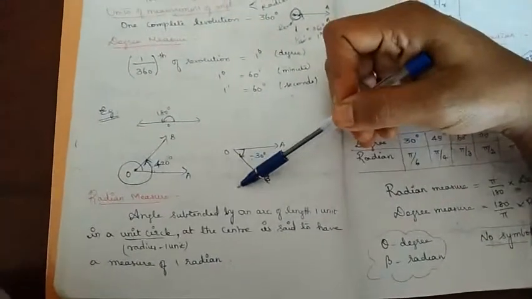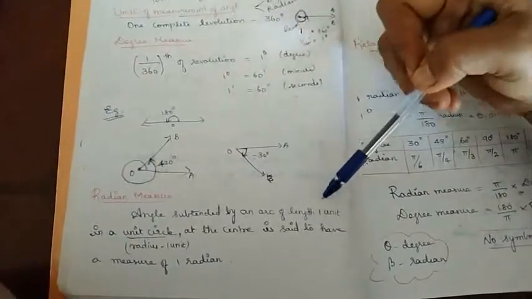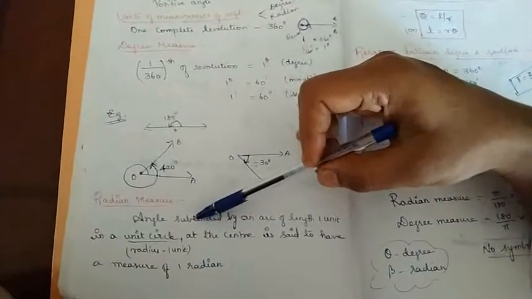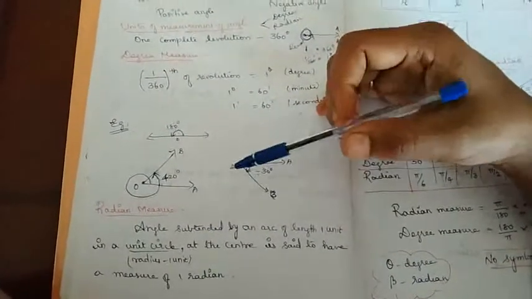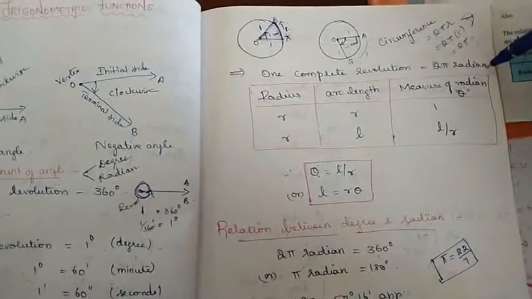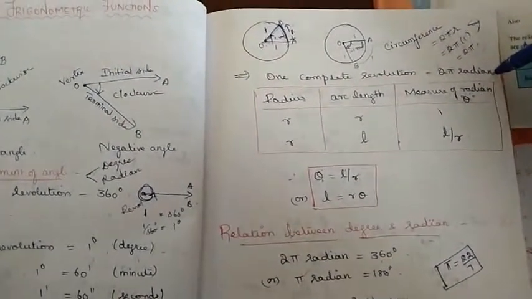Then we have seen radian measure. Radian measure is the angle subtended by an arc of length 1 unit in a unit circle. Unit circle means the radius is 1 at the center, right? Then the measure is said to be 1 radian. One complete revolution is 2 pi radian.